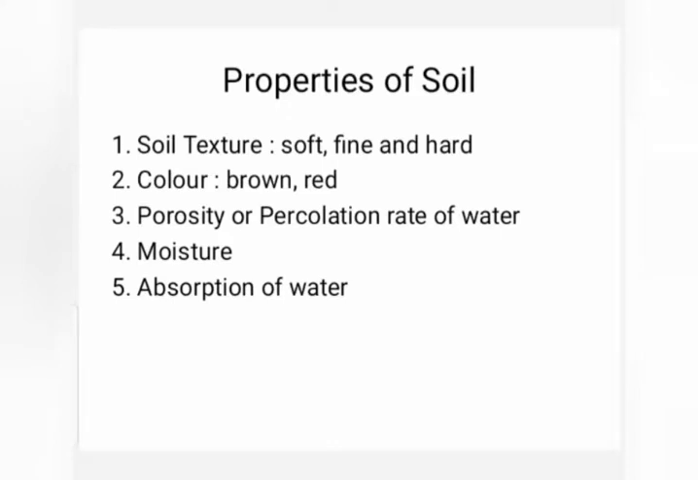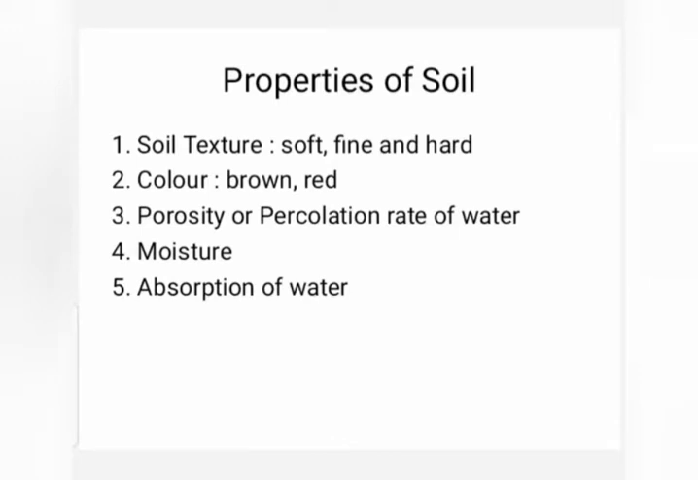The amount of water that passes through different layers of the soil is called percolation. What is percolation rate of water? Percolation rate of water is the amount of water that passes through different layers of the soil in unit time.